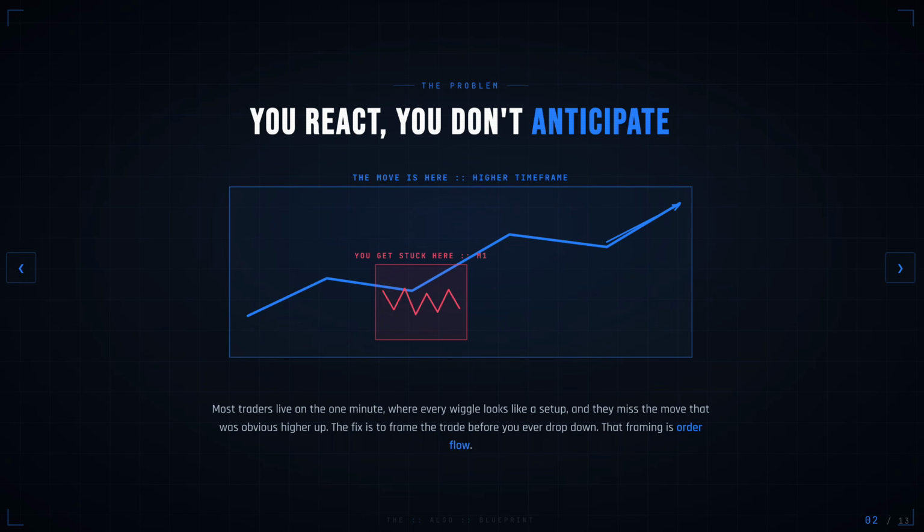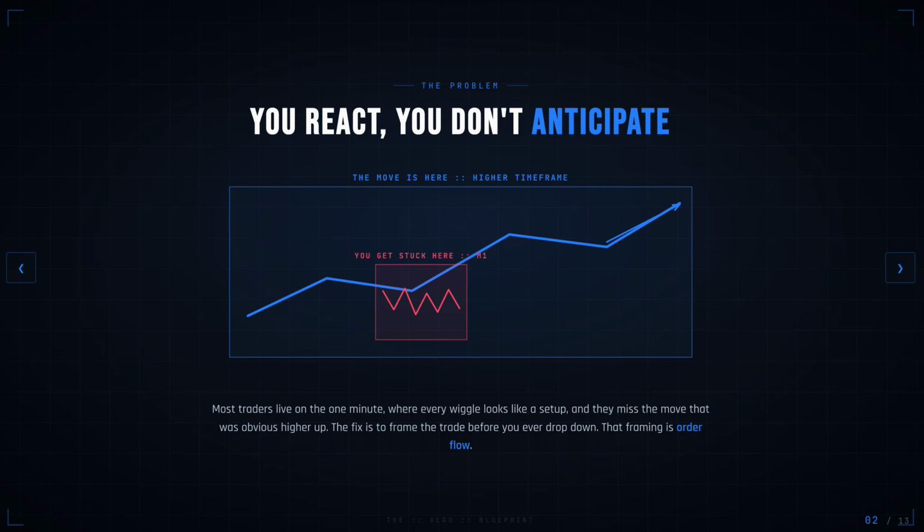You react, you don't anticipate. The move is here on the higher time frame, but you get stuck in the 1 minute because you are searching for some market structure shift, CSD, which is all kind of shiny object. Sometimes you look for a break, or you see other people taking for value gaps and stuff, but the 1 minute shouldn't be where you look for order flow and bias. You should be looking on that on a higher time frame, like the hourly.